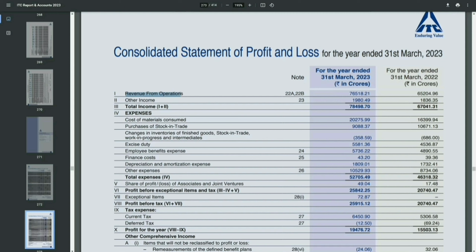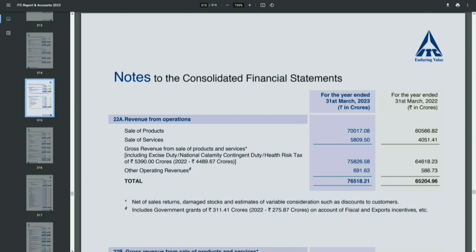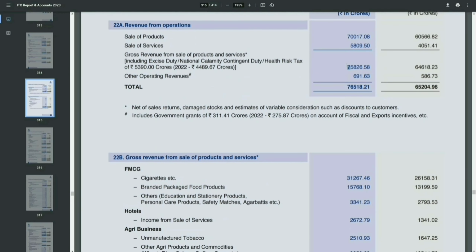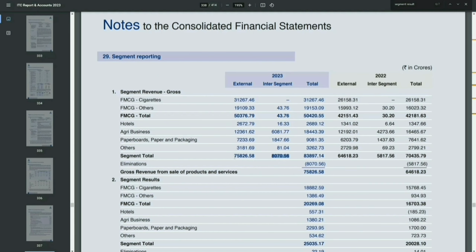You can see the revenue from operations. Here the notes are 22A and 22B. For note 22A, here you can see the total revenue. Here you can see the gross revenue, and here is the other operating revenue, which includes government grants. Similarly, for 22B, you can see this is the total here, right? This is the total here, and this is the total here. And that is the amount here. You can see even here the inter-segment amount has been reduced.